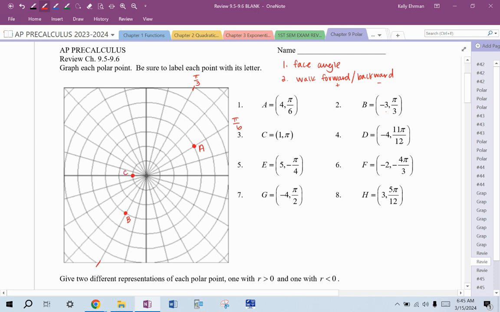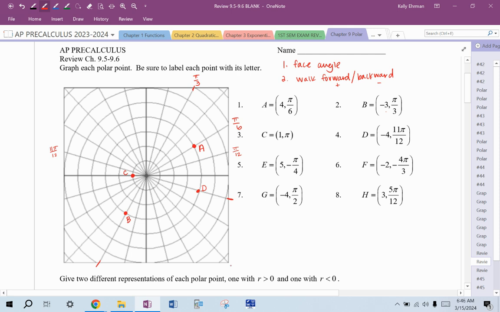We're going to face 11 pi over 12. So here's pi over 12. 11 pi over 12 is just short of 1 pi, right? Because 1 pi would be 12 pi over 12. So that's right here, 11 pi over 12. And we're supposed to go backward 4 units. So follow that pi over 12 line down here, and you're going back 1, 2, 3, 4. So there's point D.